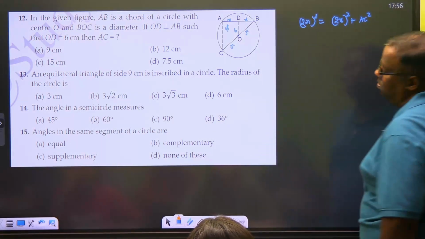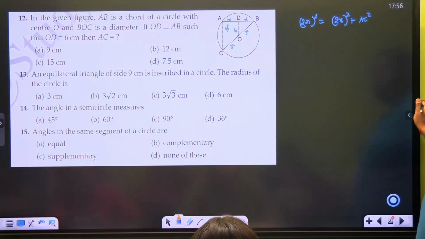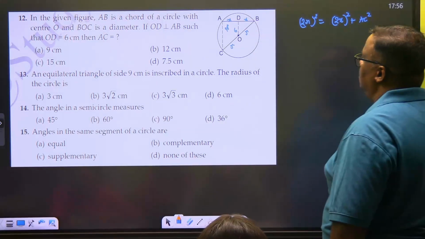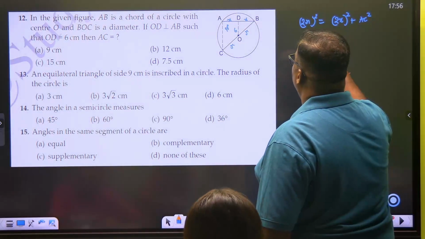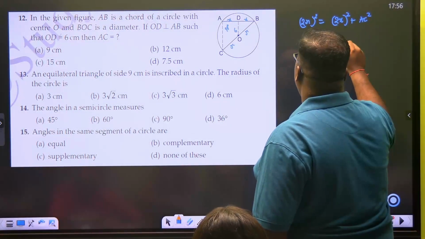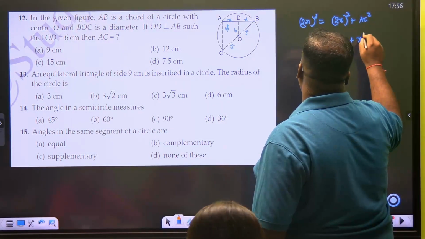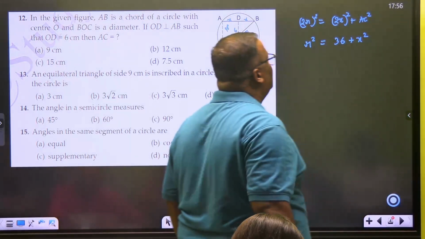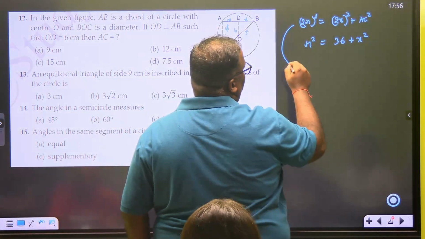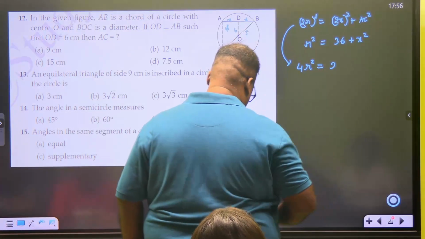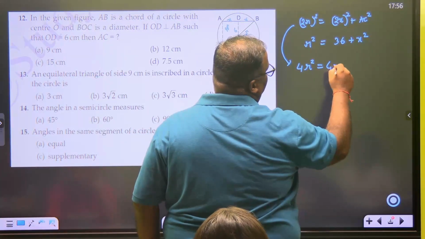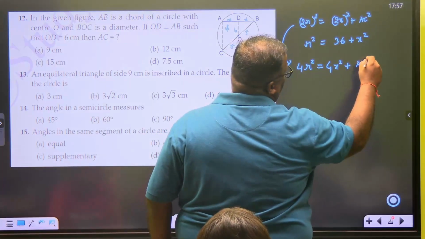But it opens up two variables for you, r and x. Now check, how do you solve for r and x? You get another relation here. Use this relation. R square is equal to 36 plus x square. Do you agree? Now you solve this equation. What does this equation give you? 4r square is equal to 4x square plus AC square.